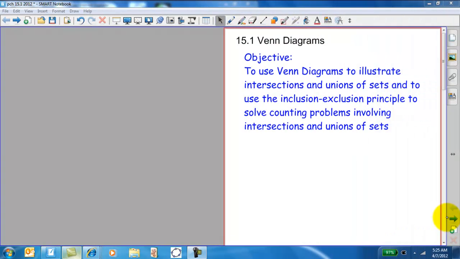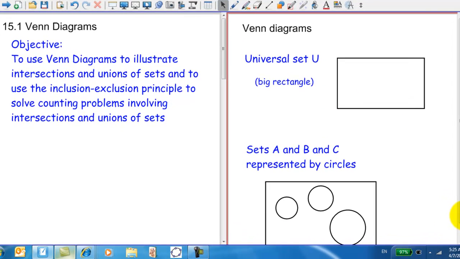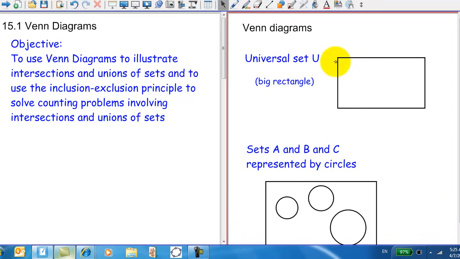Hello pre-calc honor students, here we are with Venn diagrams, a good way to count sets. Now the universal set is usually represented by a big rectangle. This is all the possible things that can happen in the way that you're trying to count them. And sometimes we'll label that inside with a U.